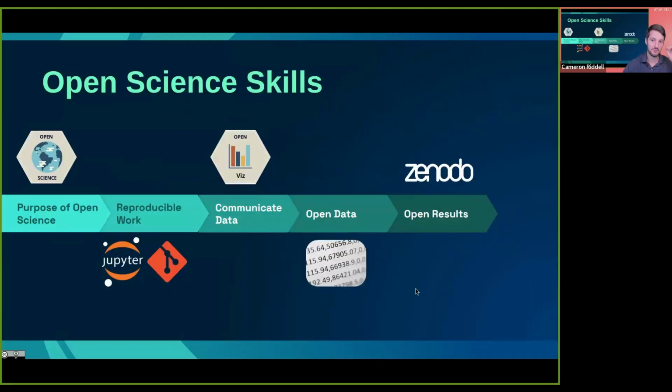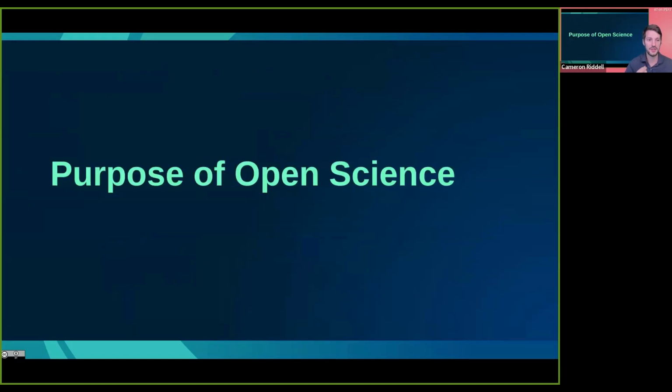We have a number of topics to get through between today and tomorrow. We're going to cover 5 different topics, starting with the purpose of open science, transitioning into reproducible work, discussing how we can communicate data, and then finally wrapping up with how we can use and access open data and what it means to make our results open and use results that are open as well. And so we're going to start right at the beginning here with the purpose of open science.